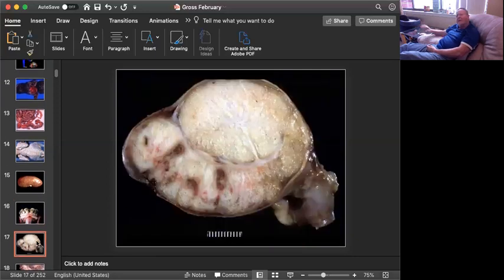Slide number 6 is tissue from a dog. Can you give me a morphologic diagnosis and a cause?